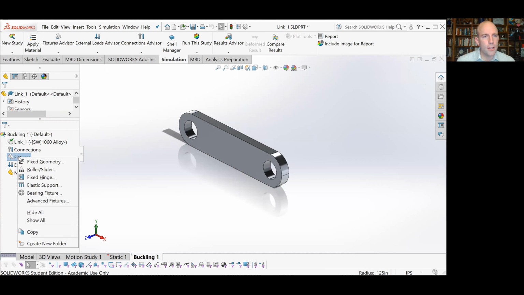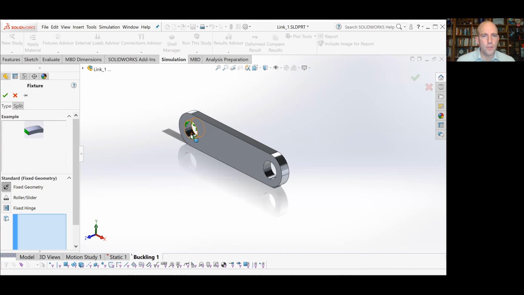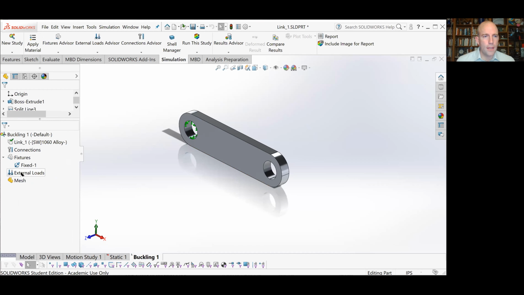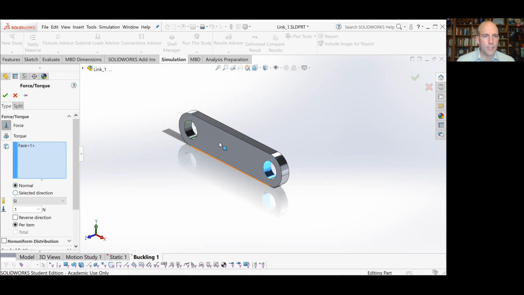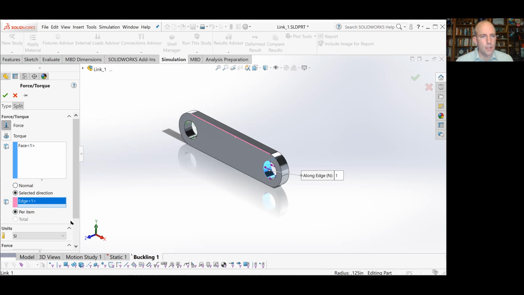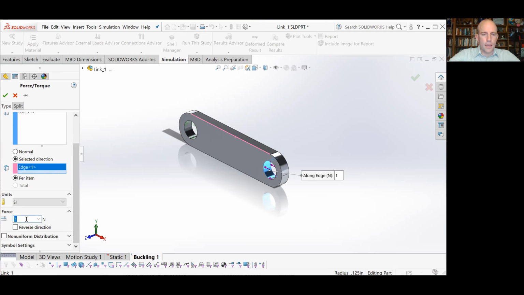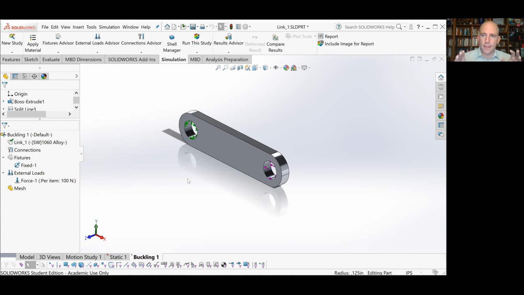So let's start by creating fixed geometry here in this one hole, and then applying a force at the other hole in a selected direction. We want it to go along the line of our part, and let's say 100 newtons. And note that the way we've set this up, that corresponds to the fixed-free boundary conditions that we used in our hand analysis. So this FEA should be consistent with that. And we can run this study, and it should go pretty fast.